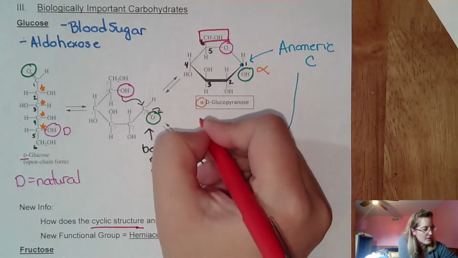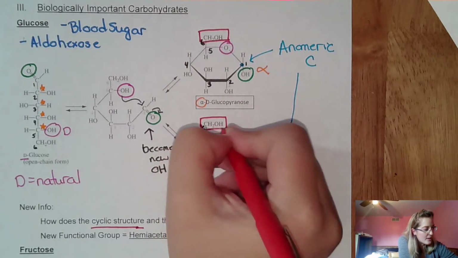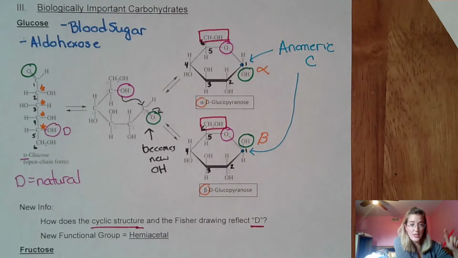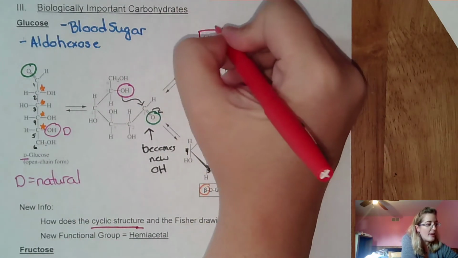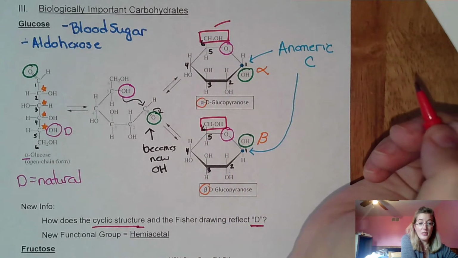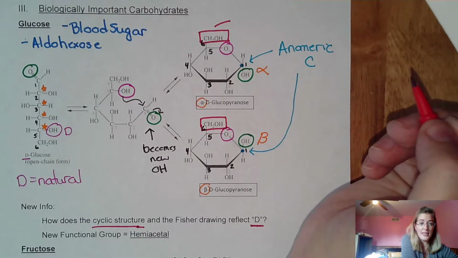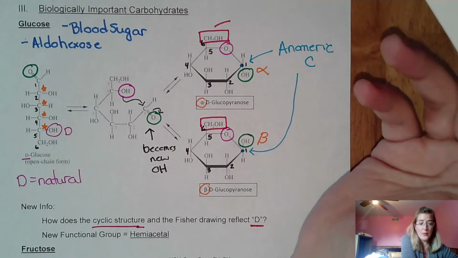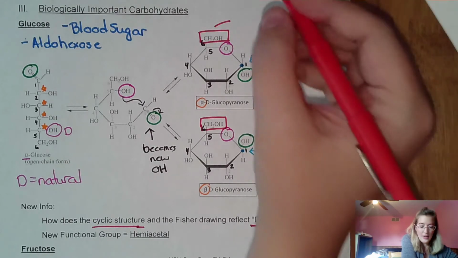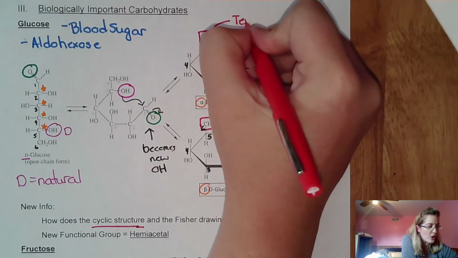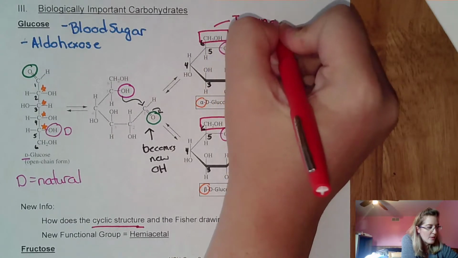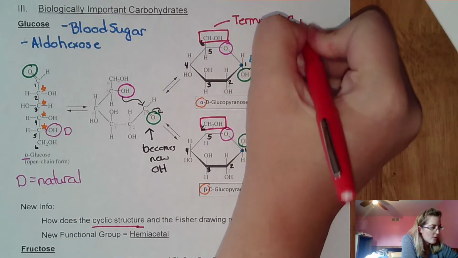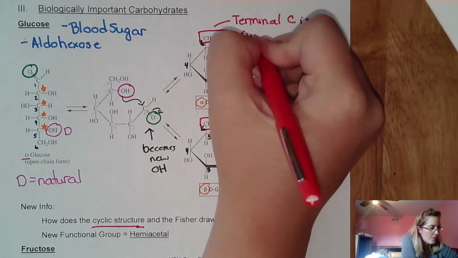Carbon number 6, if it is in an up position, that CH2OH, if it is straight up on the Haworth projection, that signifies D. It's the only time that the CH2OH ends up up for D. If you had an L sugar, it would end up being in a down position instead. So it's just a really quick visual check. So terminal carbon is up.